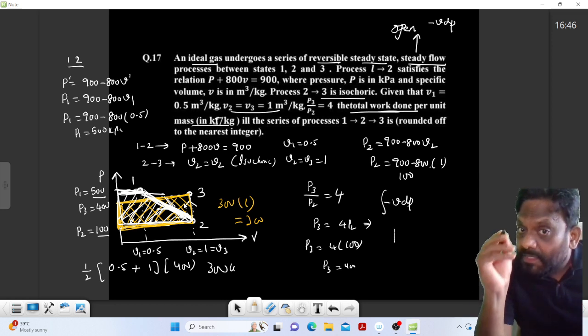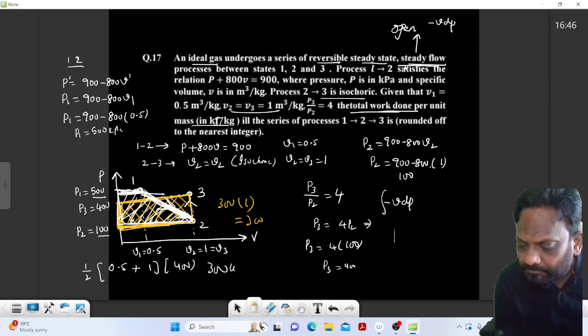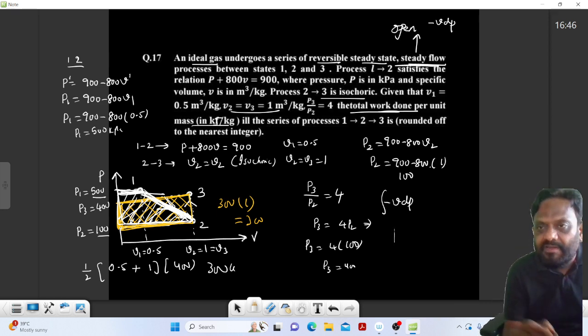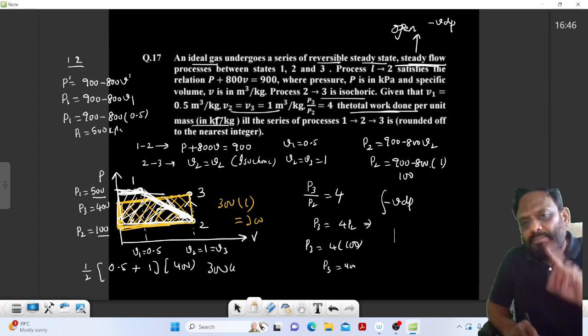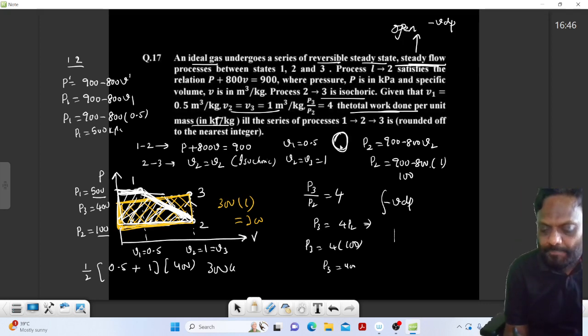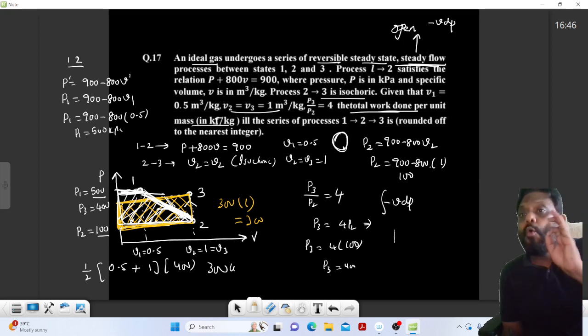But here the work is flow. Some students have projected it on the pressure axis. This is very important. The answer is 0, because this is an open system.